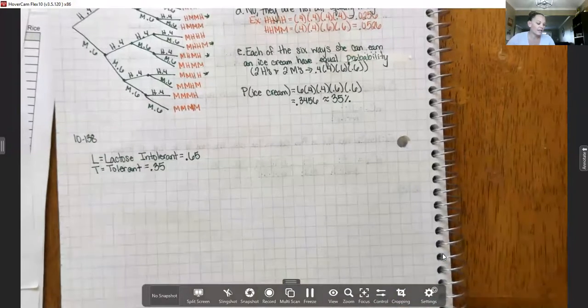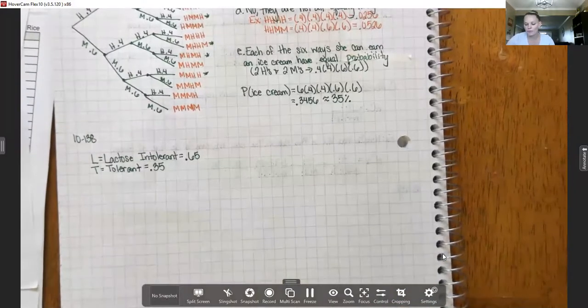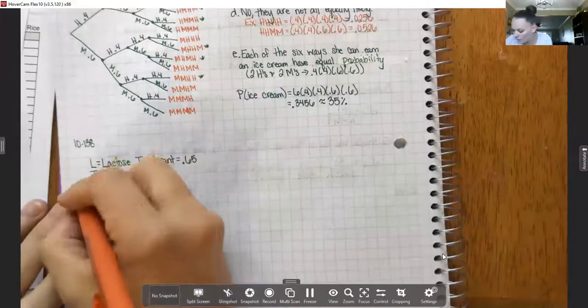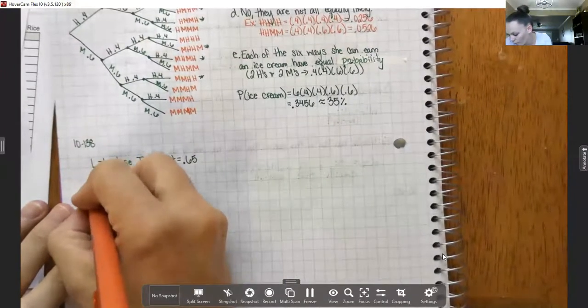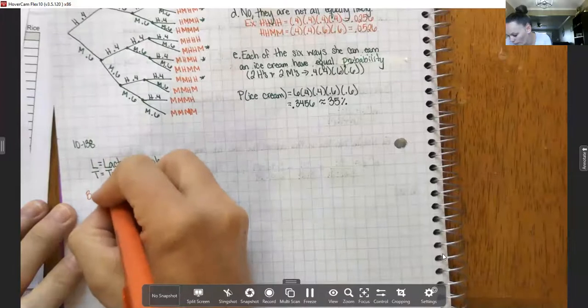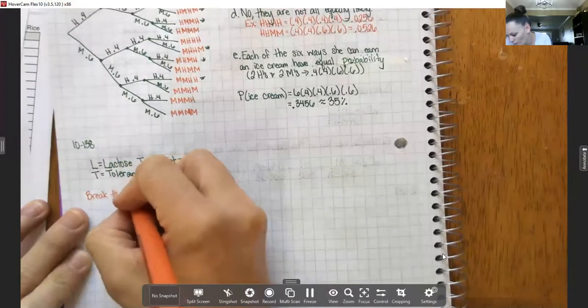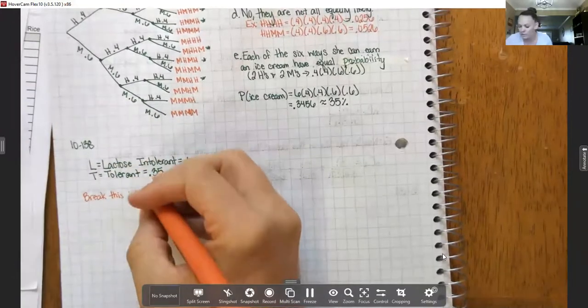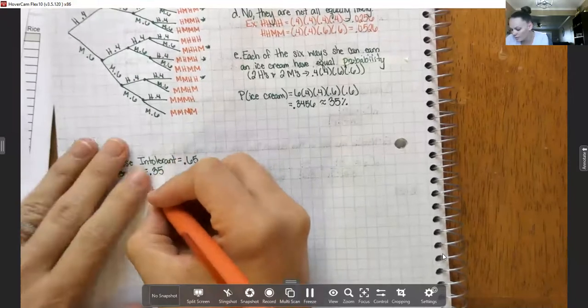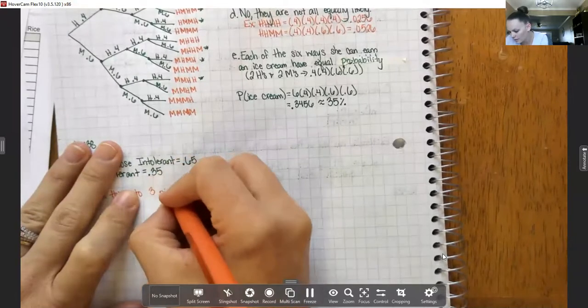So the problem says at least 3 people in this dinner. There's 5 people. We want the probability that at least 3 of them. So we're going to break this into 3 pieces.